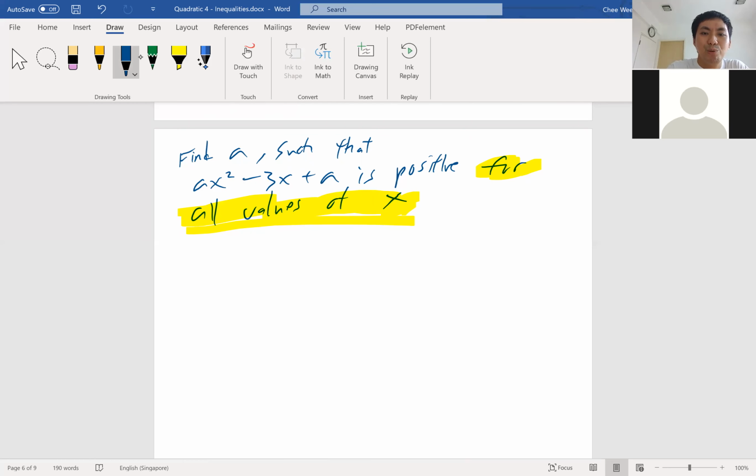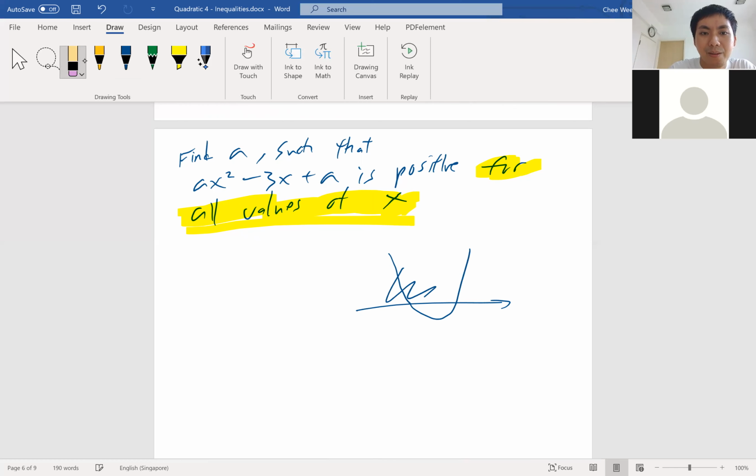If a graph has got two roots, that means it must cut the x-axis, right? Such a graph, is it 100% positive then? Oh wait, it's positive for all values. Yes, that's the whole point. Understand? It's just b squared minus 4ac is less than 0. And it must be a U-shaped graph.